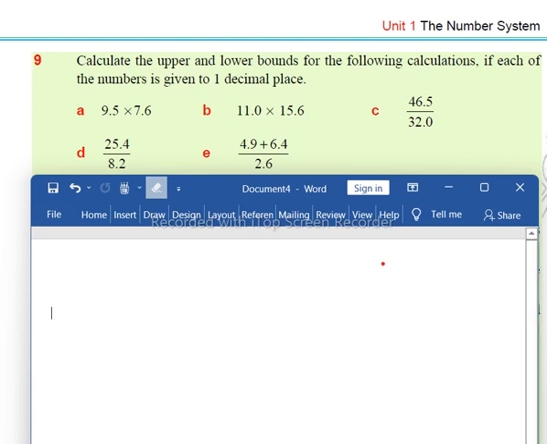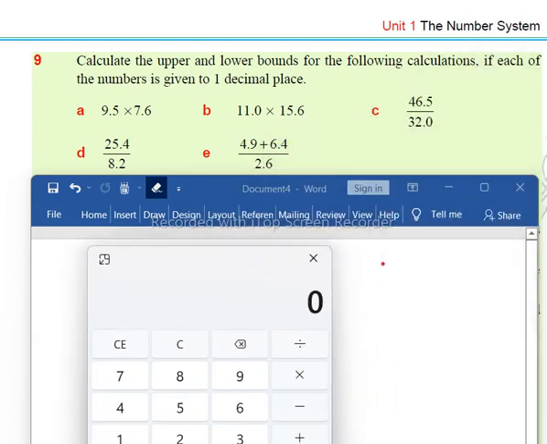Here we can use a calculator to make our calculation first. Let us do A and D. Simply let us multiply 9.5 times 7.6, the given numbers. We get 72.2.